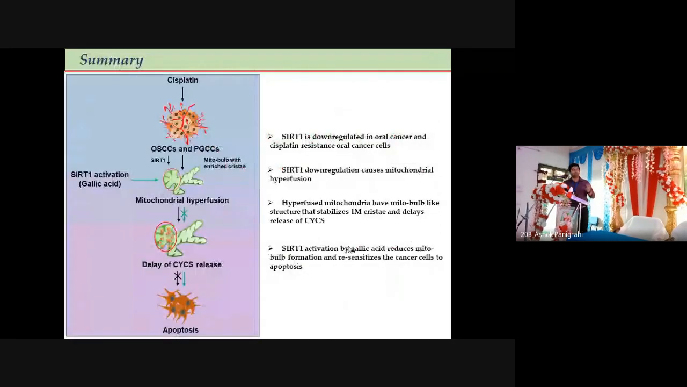So this is the summary of my work. When cisplatin is treated to the oral cancer cells and their resistant cells, there is CYP1 downregulation. When we ectopically introduced CYP1, the cytochrome C release will be there. So the process will be reversed.